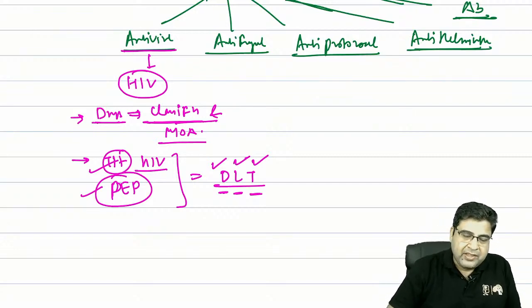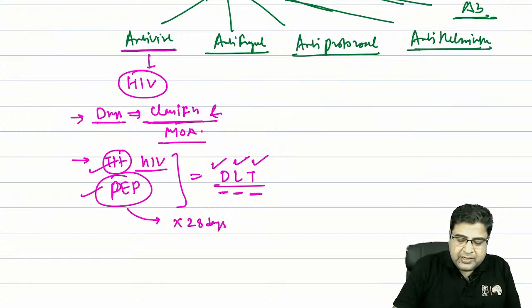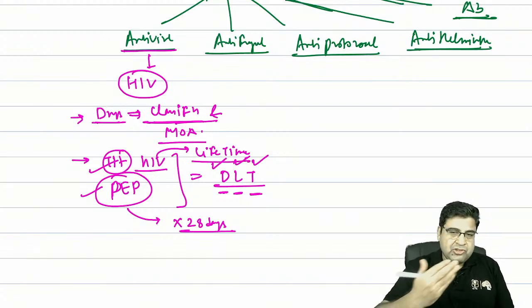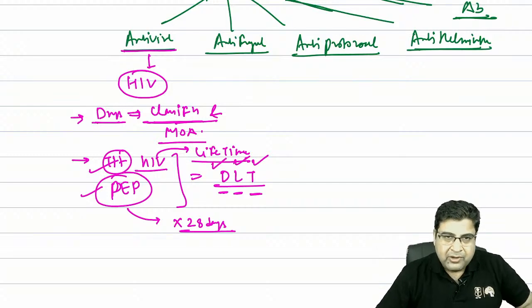So this regimen we give. And for post-exposure prophylaxis, this is given only for 28 days. And if you've got HIV already, you have to take it for lifetime. So if you are HIV positive, you have to take the regimen for lifetime. But if you have got an exposure to some patient, you have to take it for 28 days.